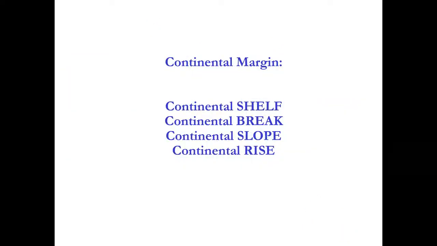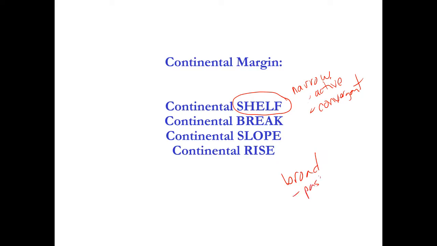Remember, the 4 parts of the continental margin are shelf, break, slope, and rise in that order. You're going to look at the shelf. If it's narrow, that's telling you that it's active and that it's part of a convergent boundary near a trench somewhere. If, in opposition, that shelf is broad, the opposite must happen. You have a passive margin and you're near a divergent boundary.